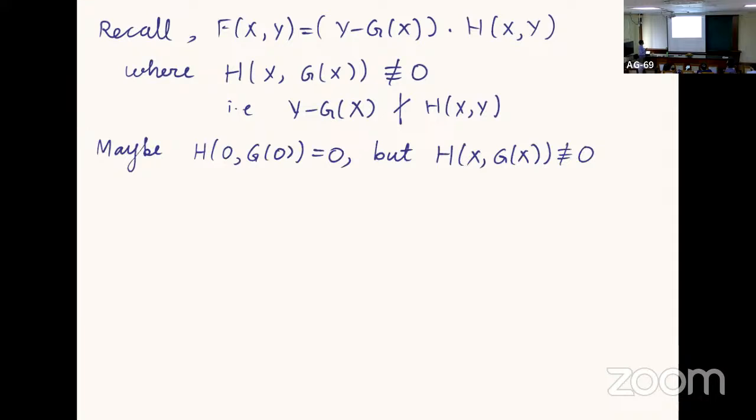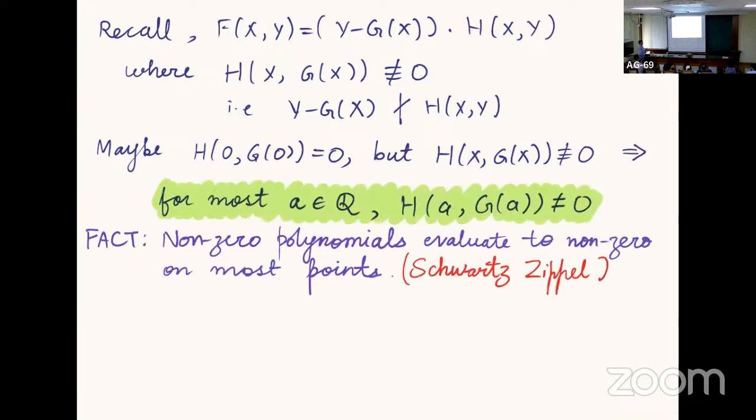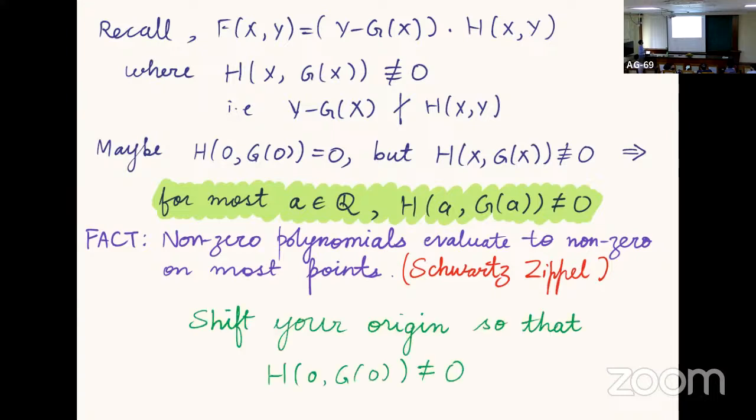So even if it evaluates to 0 on x being 0, in general it is non-zero, which means that by the Schwartz-Zippel lemma and so on, there should be other points a where this denominator can evaluate to non-zero. So the solution is going to be you shift your origin so that now the denominator is non-zero.